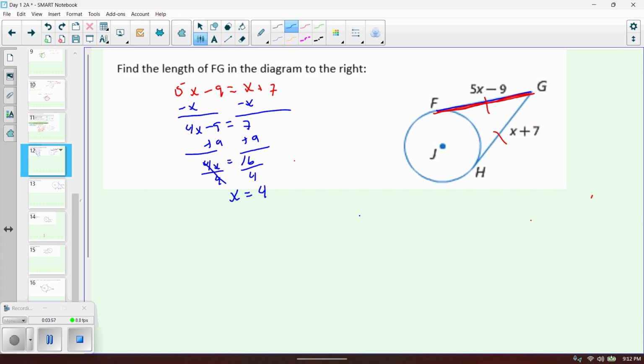But of course, that's not the finish to the problem because they do want us to find the actual length. So they want us to find line segment FG, and that's going to be by plugging that 4 back into x. So that would be 5 times 4 minus 9. 5 times 4 is 20, minus 9 is 11. And technically, I could have plugged the x into that one as well and gotten 11. 4 plus 7 is 11 because they should have been the same. But I just used the one that they actually told us to use. So either way works.